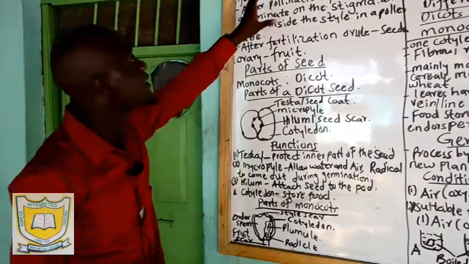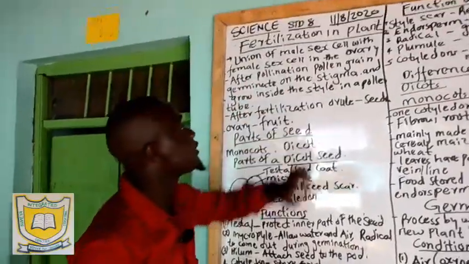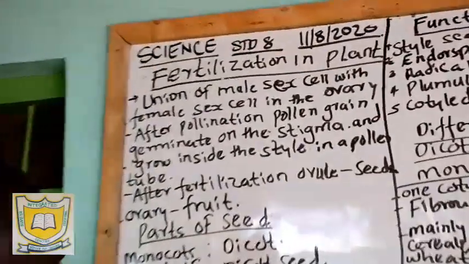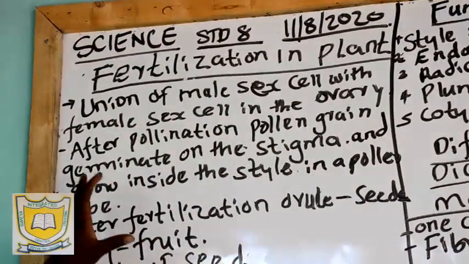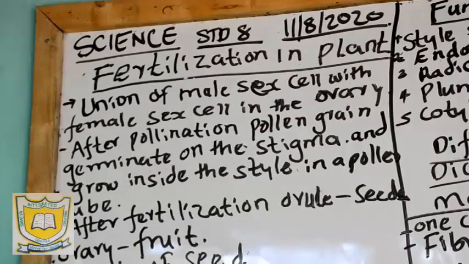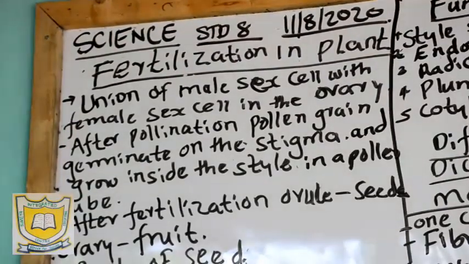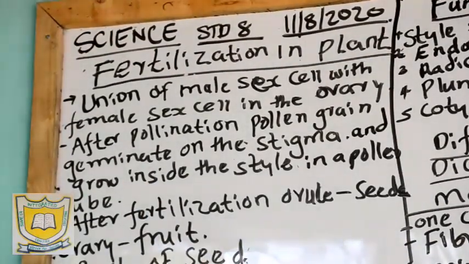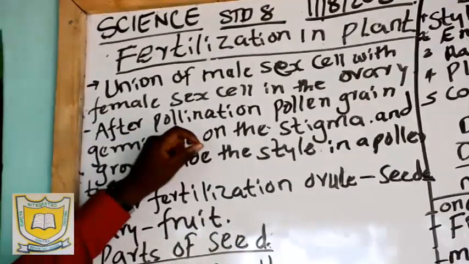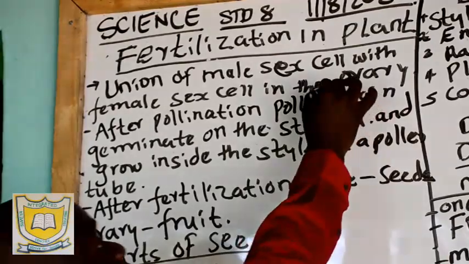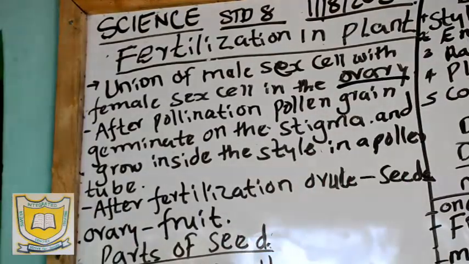Before we discuss fertilization, you first have to understand the term fertilization. Just like we discussed in animals, where fertilization is the union of the male and the female sex cells. But here, there are different parts involved in this fertilization. When you talk about fertilization in plants, it occurs in the ovary. Fertilization in plants occurs in the ovary.